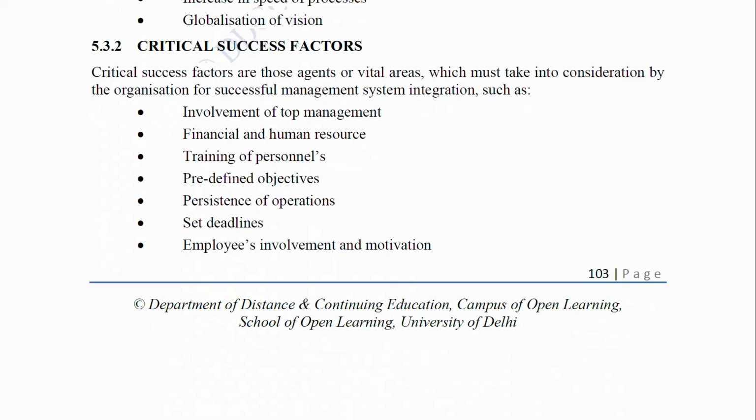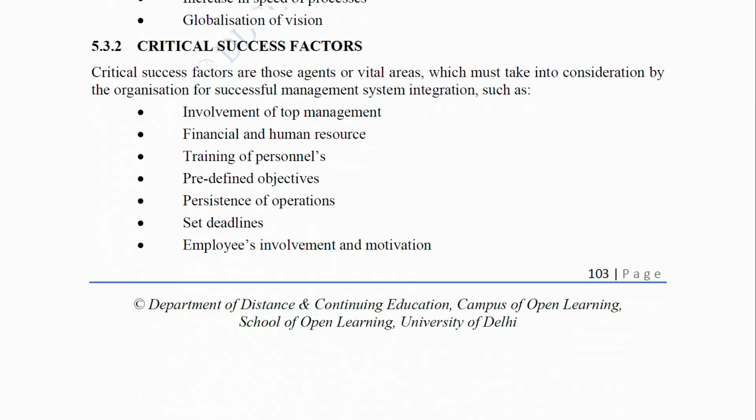5.3.2, Critical success factors. Critical success factors are those agents or vital areas which must be taken into consideration by the organization for successful management system integration, such as point 1, involvement of top management. Next, financial and human resources. Next, training of personnel. Next, predefined objectives.